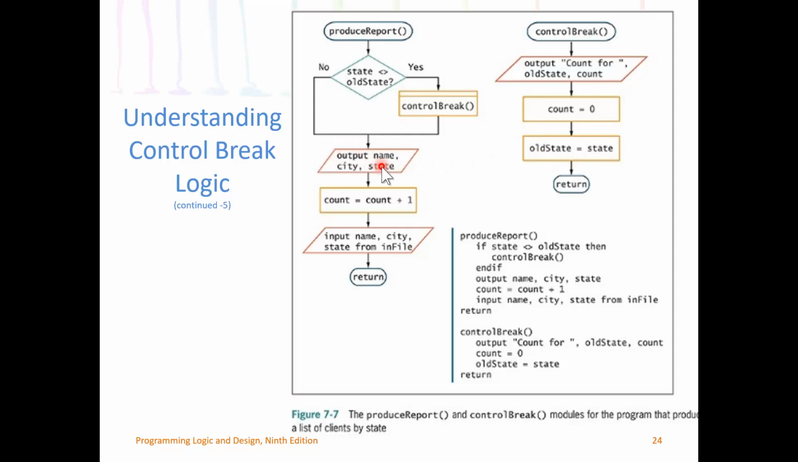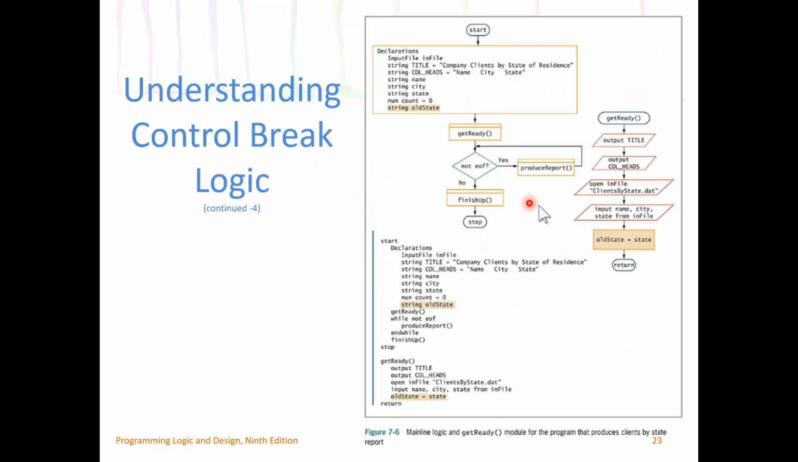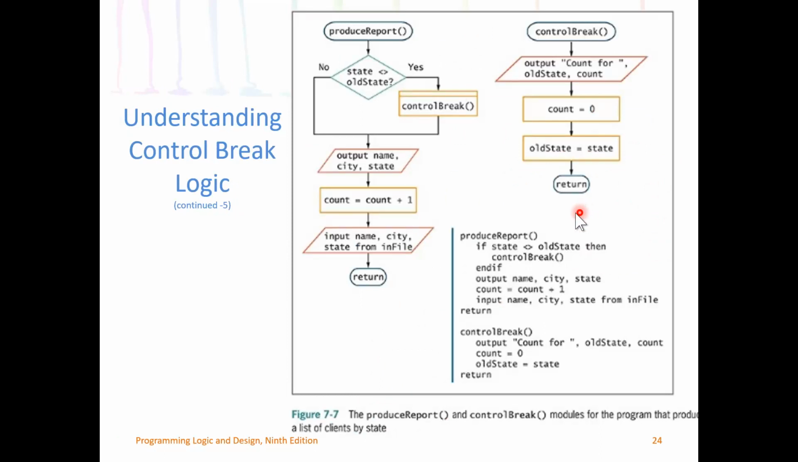Now, when we did our first input, before we got into the loop, we had to set our old state to the first state we read. This is part of our processing to get going. So control break prints out the subtotal, sets our count back to 0, and changes to the next state.